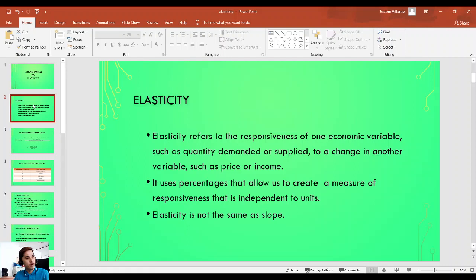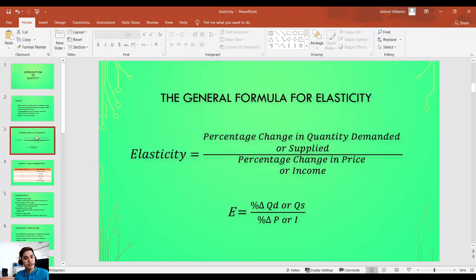The derivative of q with respect to p. So mura siya ang slope. But when we say elasticity, it's the percentage change. Alright, percentage change in q with respect to the percentage change in price.